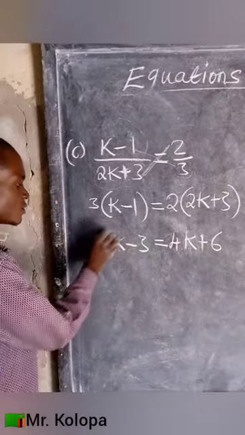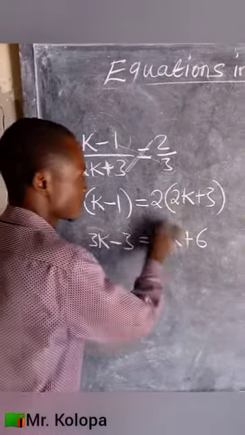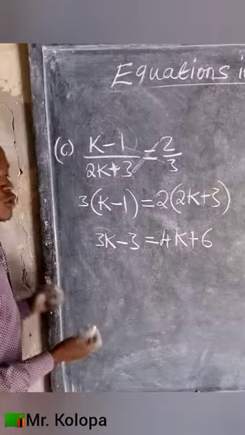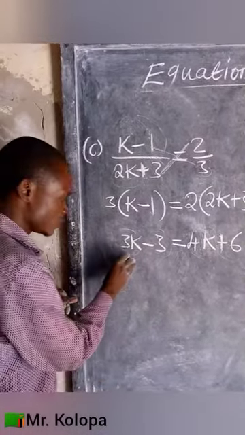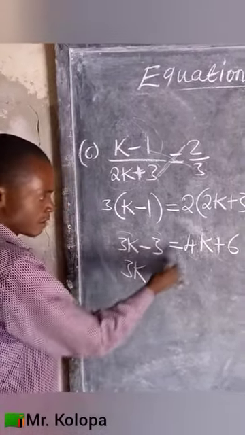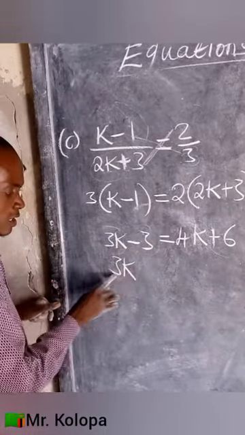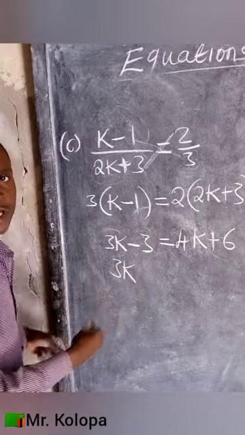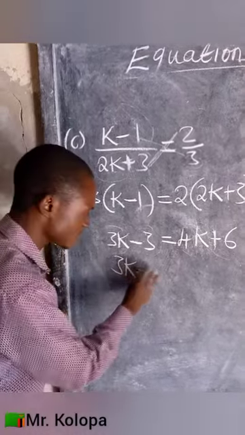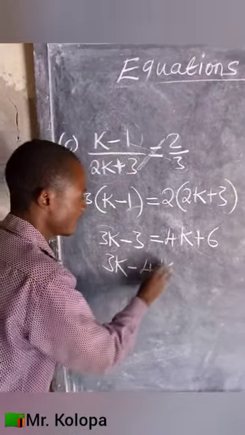Then you count the terms, you have 1, 2, 3, 4. So you are going to collect the like terms. You can drop the 3k here, then 4k being positive here, it will join the 3k so that you can group the like terms together. Then it is going to change the sign. We're going to have 4k.